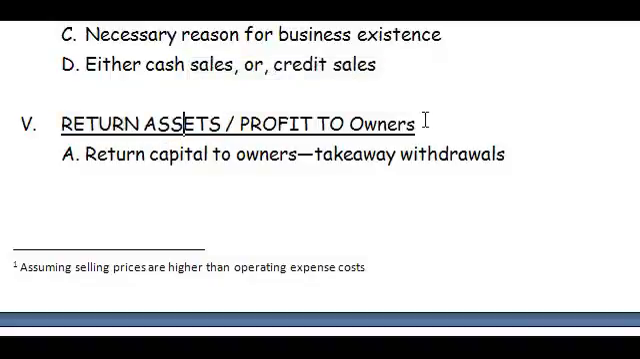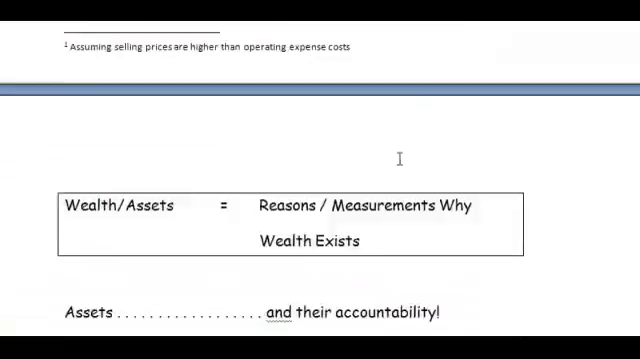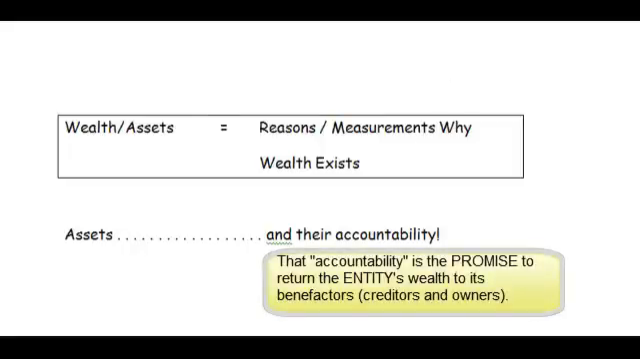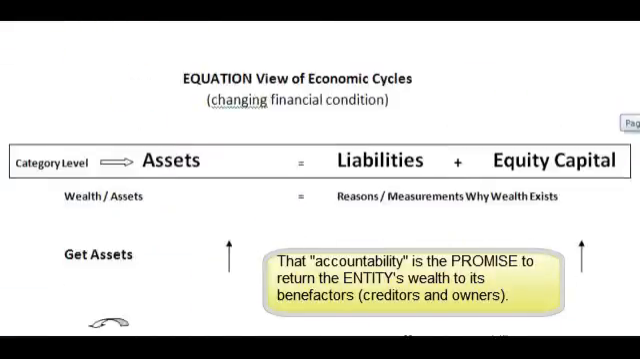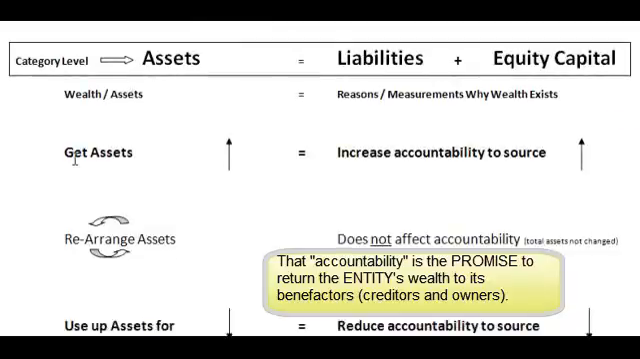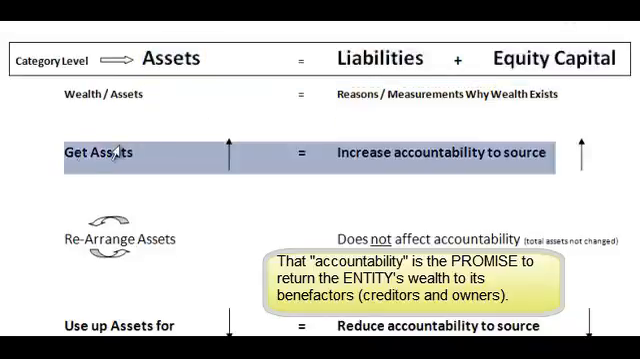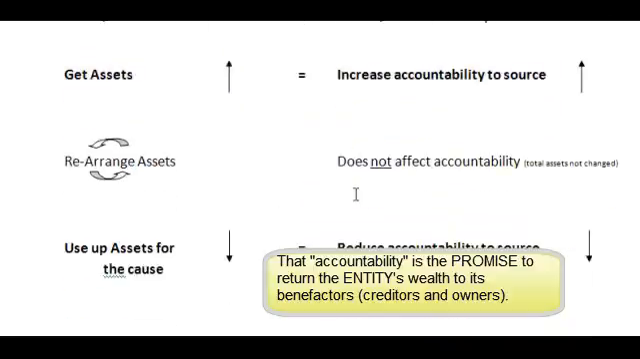It will be most important to you to spend 10 minutes to demonstrate to yourself the effects of each side of the accounting equation for these 5 cycles. Keep in mind the equation: wealth or assets on the left, and reasons and measurements why this wealth exists on the right. So assets on the left and their accountability on the right. Please take the time to look at the effect of the equation for each of these cycles. For getting assets, it increases on the left, and some accountability must be increased on the right.